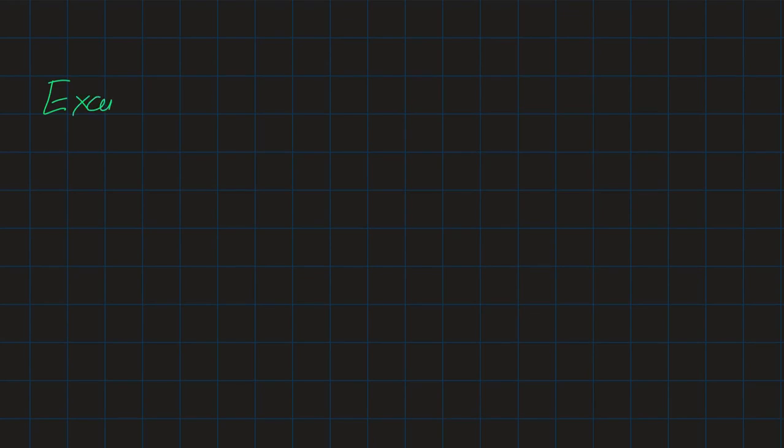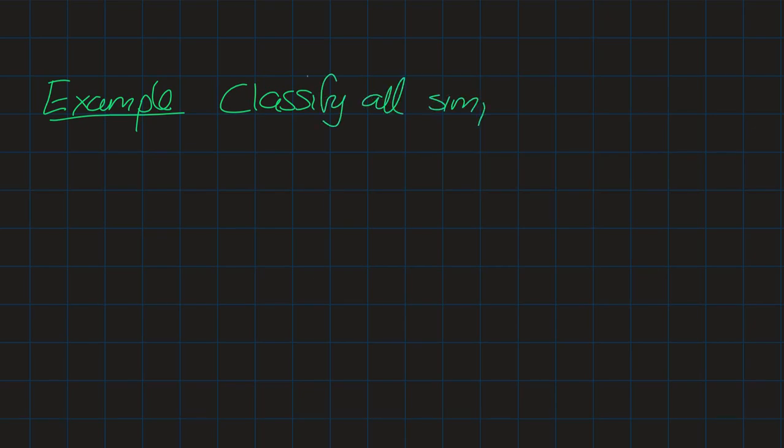So, example: classify all simple graphs with 4 vertices up to isomorphism.